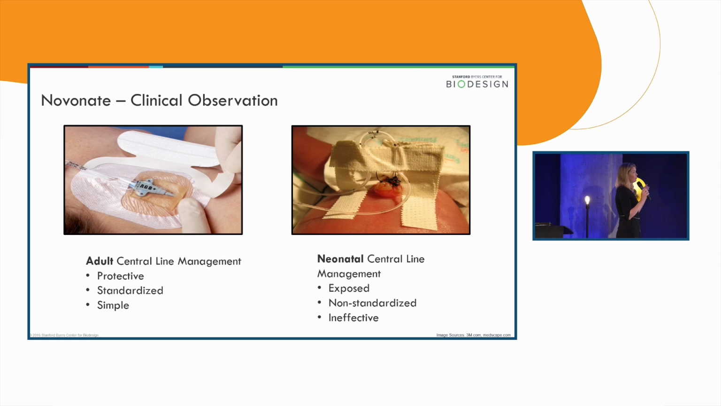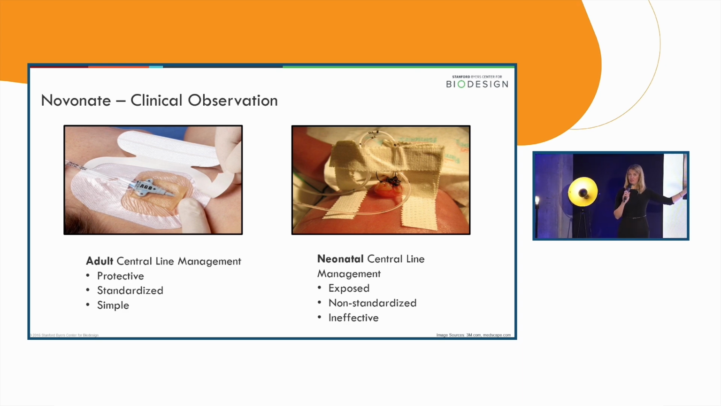So here we have, this is a company that eventually ended up being Neonatal, which I'll tell you about, but adult central line management, right? You guys have seen this before. It's protective, it's standardized, it's simple. There's a company that develops this. We want to make sure that lines that go centrally into the bodies of our patients are protected because they're at very high risk for infection.